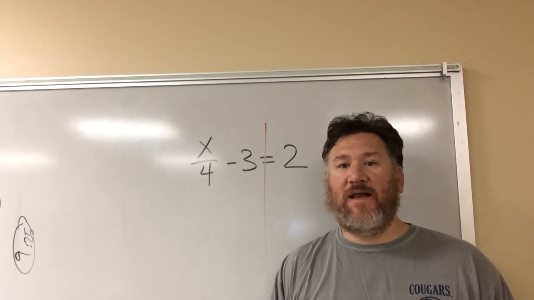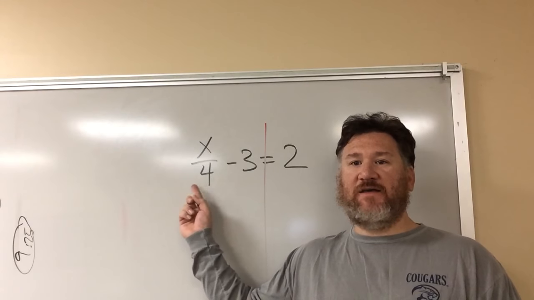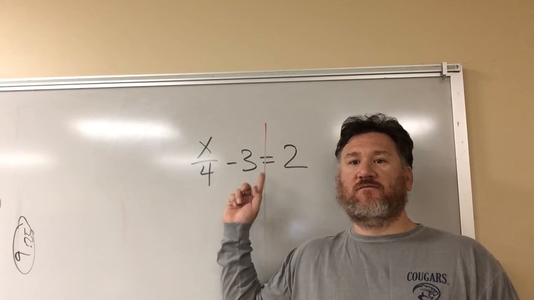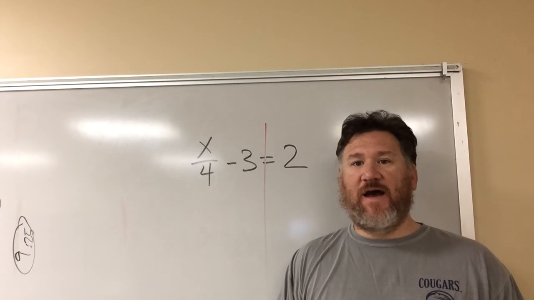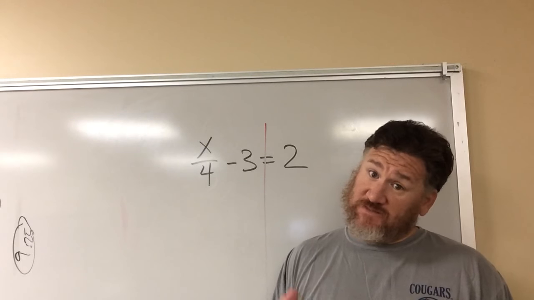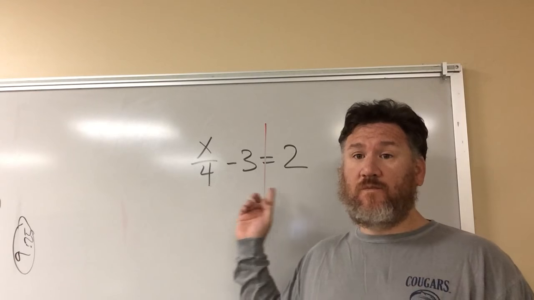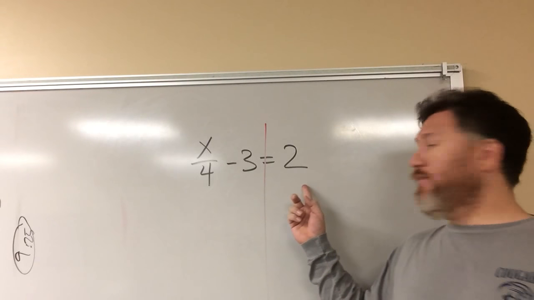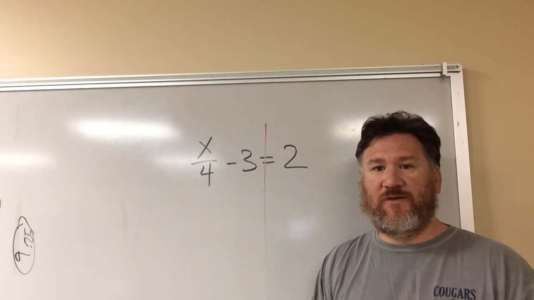Third step is to combine like terms. On the left side of the problem, we have an x and we have a number. A variable and a number, we can't combine those together. Those are two different things. They are not alike. So there's no way for us to simplify that side of the equation any more than it already is. On the right side, all we have is a number. We just have the number 2. There's nothing to combine it with, so there's no combining like terms on that side either.